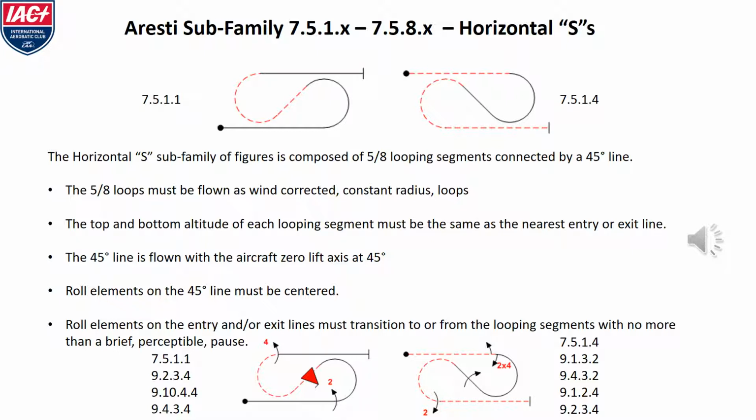The top and bottom altitude of each looping segment must be the same as the nearest entry or exit line. The 45 line, as with all 45 lines, is flown with the aircraft zero lift axis at 45 degrees, not wind-corrected. Roll elements on the 45 line must be centered. Roll elements on the entry or exit lines must transition to or from the looping segments with no more than a very brief perceptible pause. The bottom 2 examples show rolls in all the allowed locations in a horizontal S.